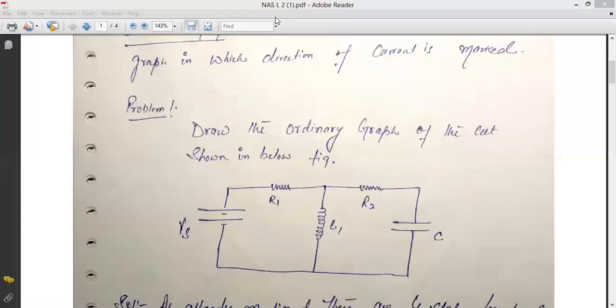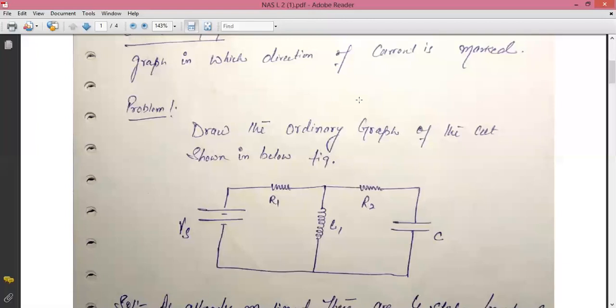As you have seen on your screen, we have one circuit, which is a combination of an active element, the voltage source, and passive elements: two resistors, R1 and R2, one inductor, L1, and one capacitor, C. Now we have to convert this circuit into a graph, and mind it, you have to draw its ordinary graph. So the question is how this ordinary graph can be constructed.